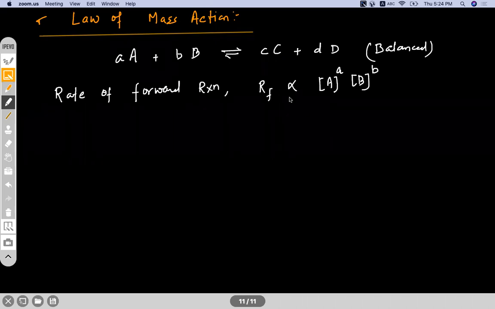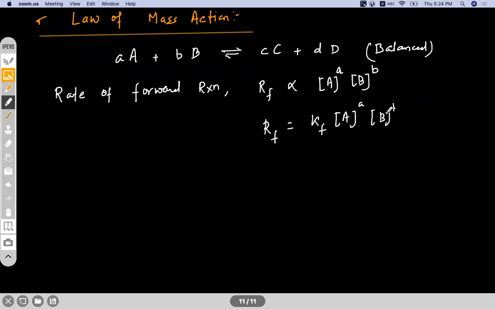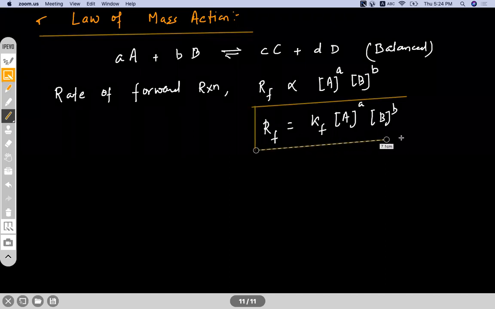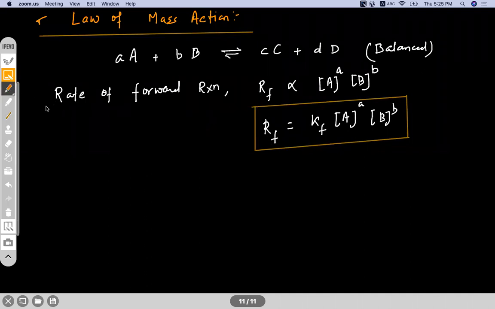If I remove the proportionality sign, the expression would be RF equals KF, concentration of A to the power a, concentration of B to the power b. Now, what is this KF here? Any idea? Obviously, you won't have any idea. Equilibrium constant, is that what you wanted to say? But it is not the equilibrium constant. It is the rate constant for forward reaction.